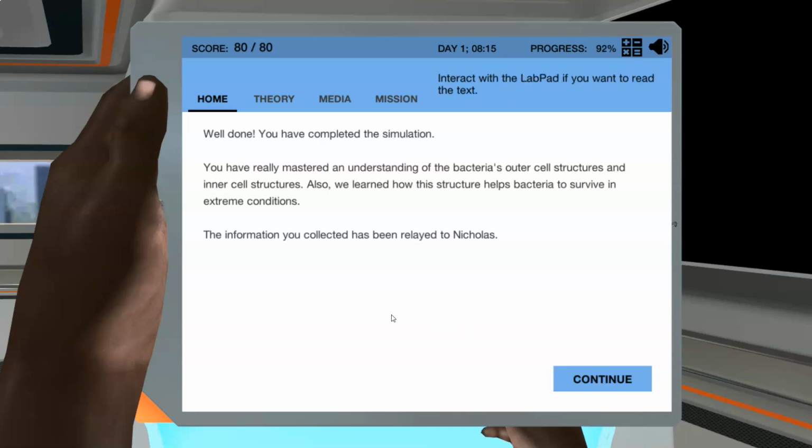Well done. You have completed the simulation. You have really mastered an understanding of the bacteria's outer cell structures and inner cell structures. Also, we learned how this structure helps bacteria to survive in extreme conditions. The information you collected has been relayed to Nicholas.